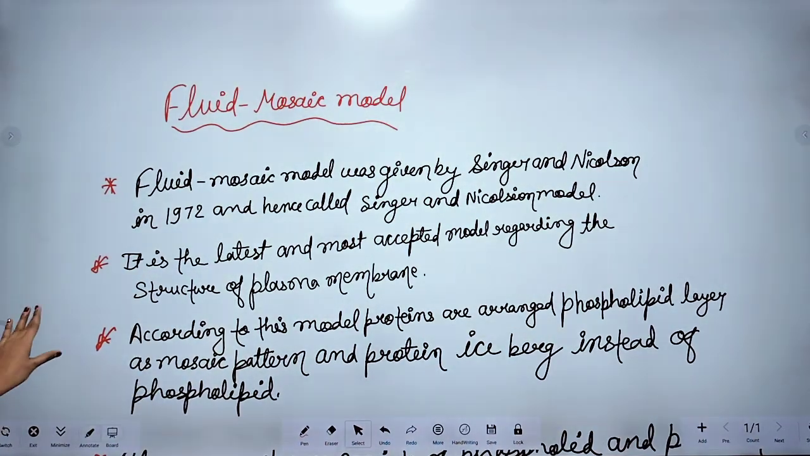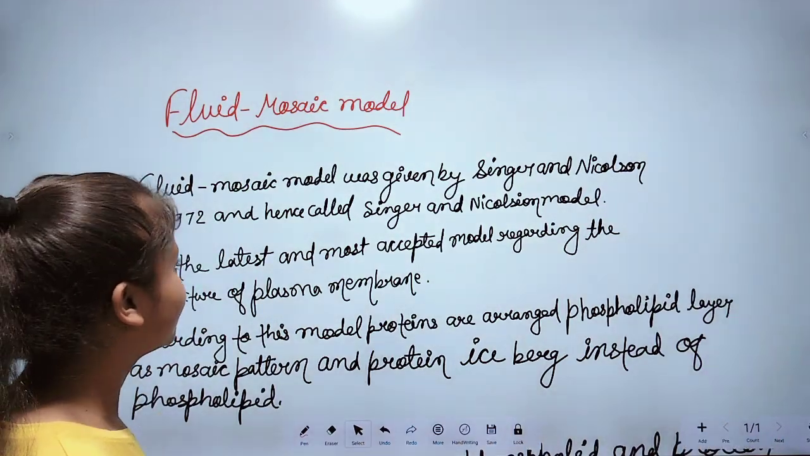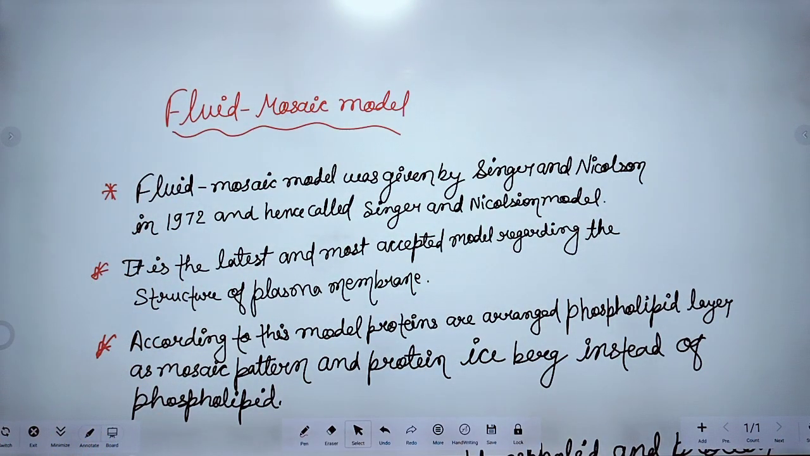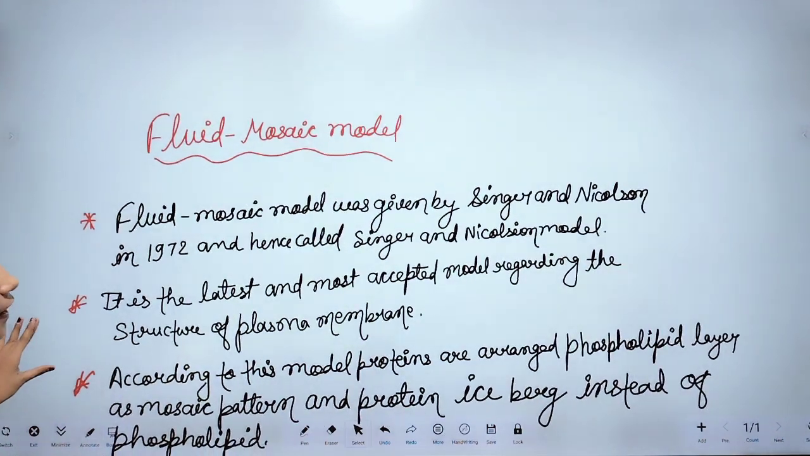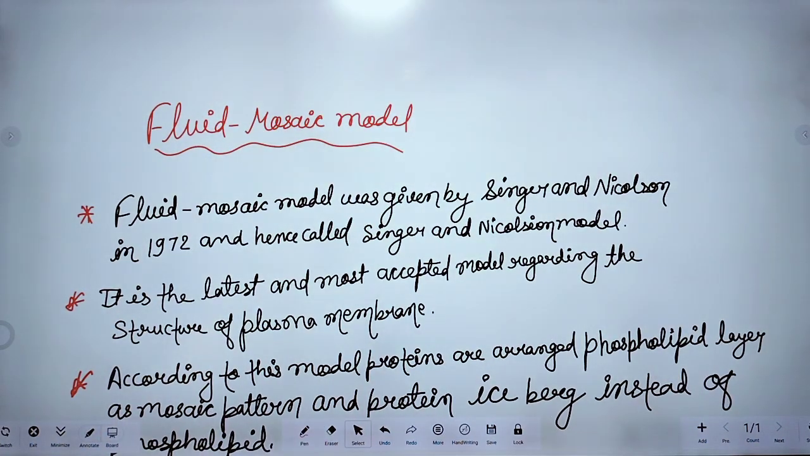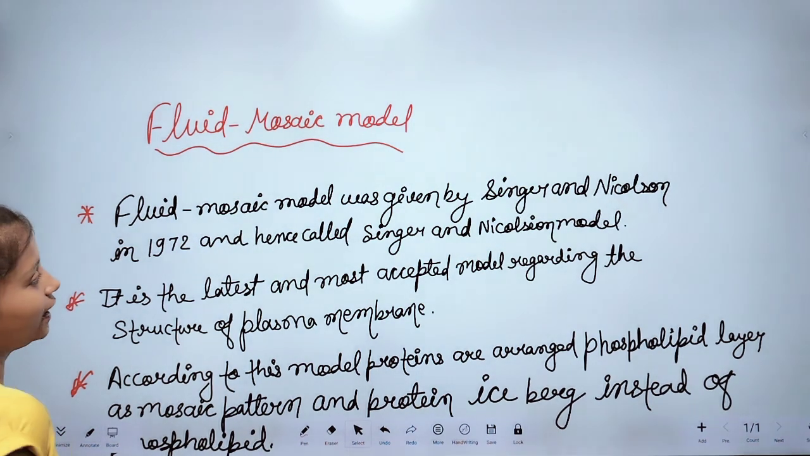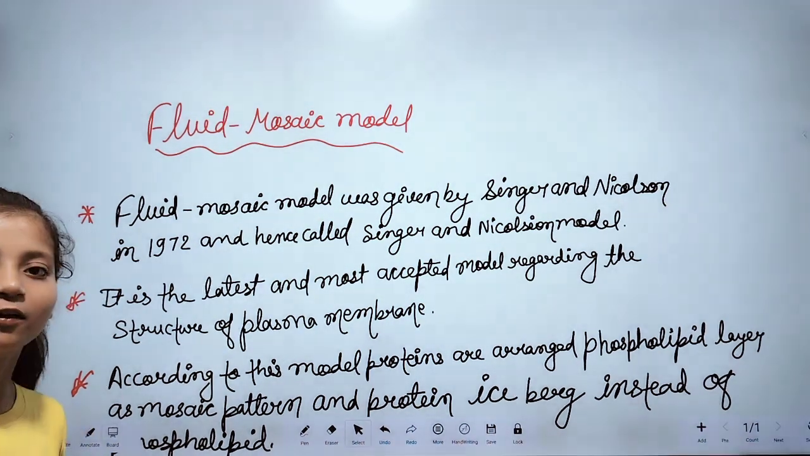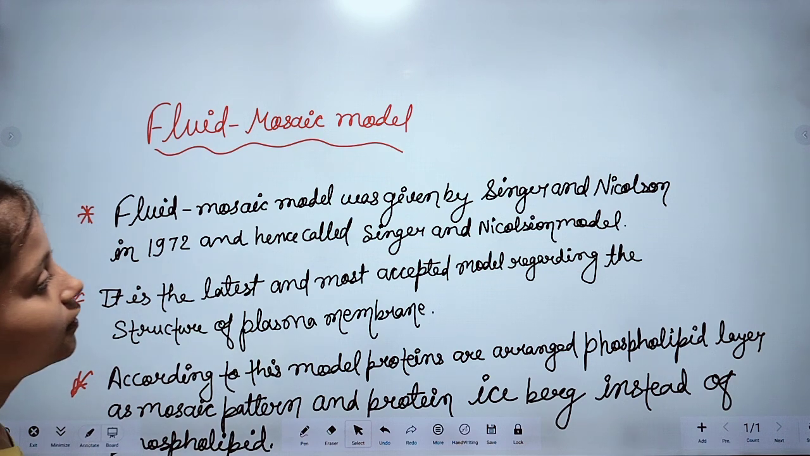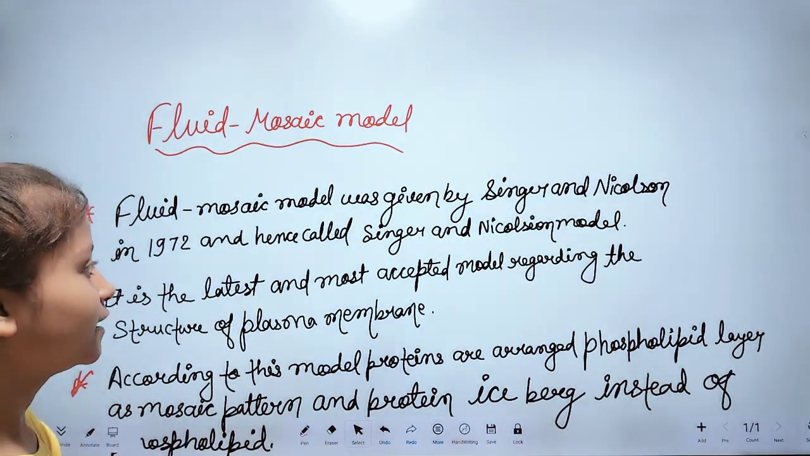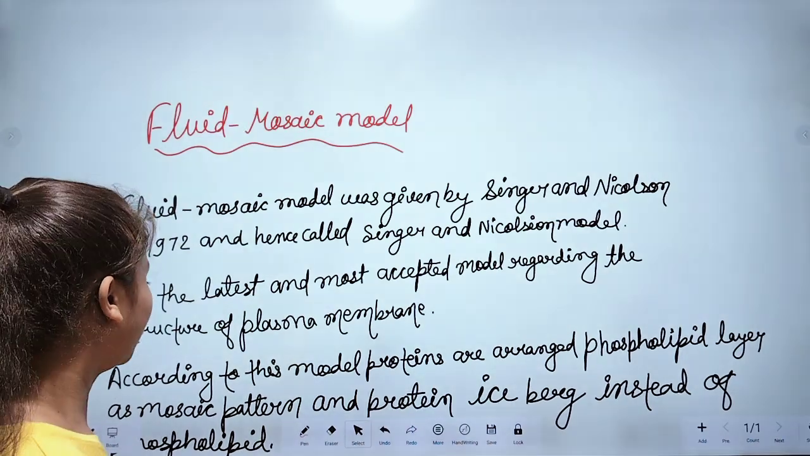The fluid mosaic model was given by Singer and Nicolson in 1972 and hence is called the Singer and Nicolson model. It means this model was given by Singer and Nicolson. They are the two scientists. In this year, 1972, they gave the fluid mosaic model, and it is also called the Singer and Nicolson model because it was given by the two scientists whose names are Singer and Nicolson.